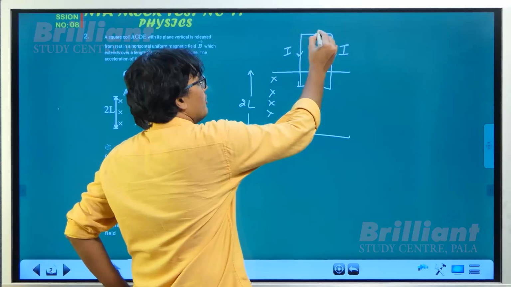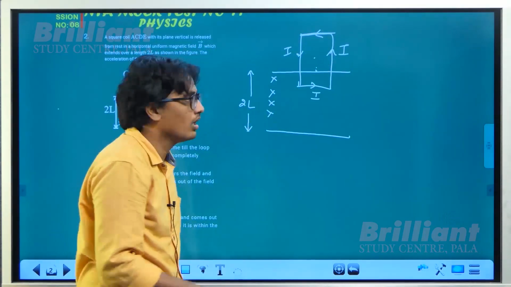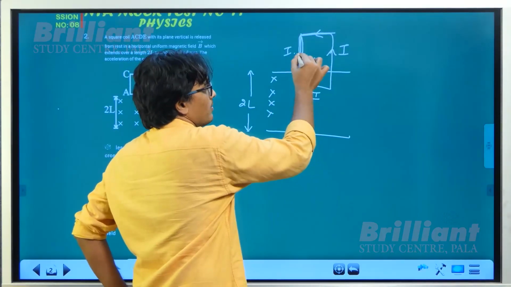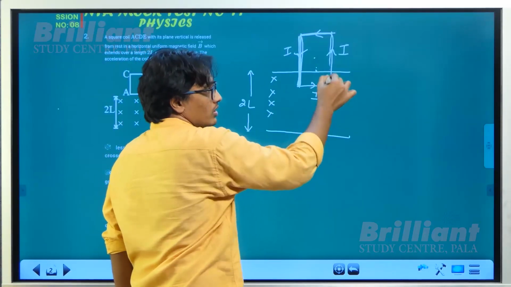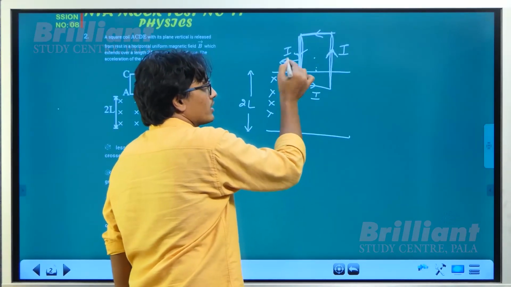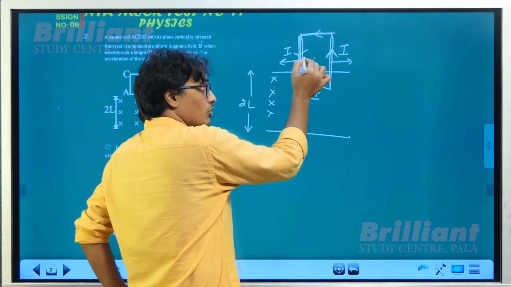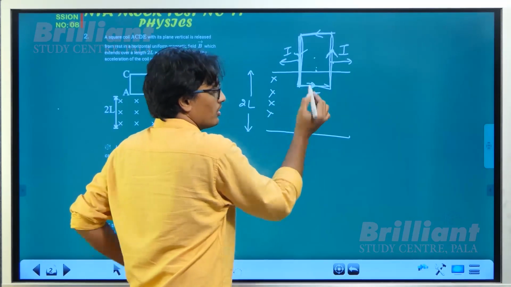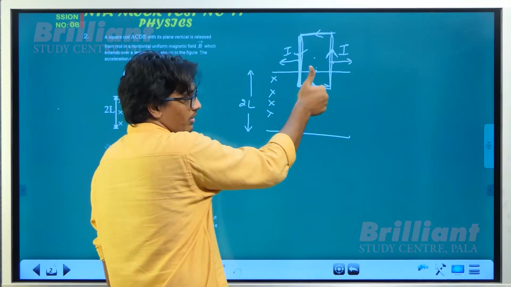Now there is no field here, so there is no force on the upper side. This current is vertically downwards, and this current is vertically upwards. So these two forces cancel. There is force on these two sides, but they cancel each other. So there will be force only on this one. If you look at the force, it will be I into L bar cross B bar.